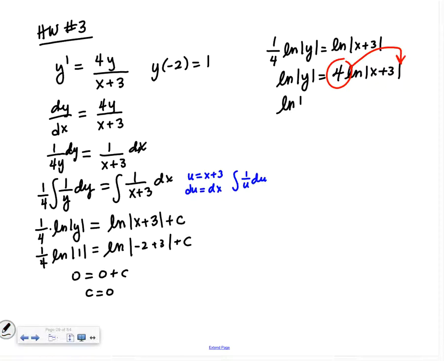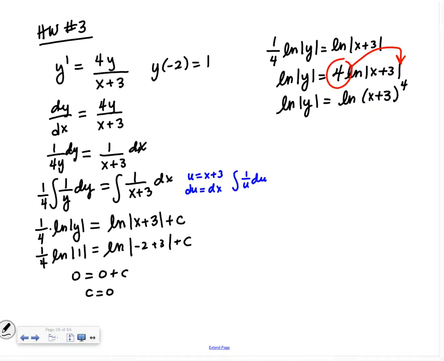So I'm going to have the natural log of the absolute value of y. And I could have done that with the 1/4. It would just be a 4th root, right? Same thing. All right, so I'm going to have natural log of x plus 3 to the 4th. Okay, I got rid of my absolute values. Is that okay? Yeah, it's to the 4th. It doesn't matter, right?